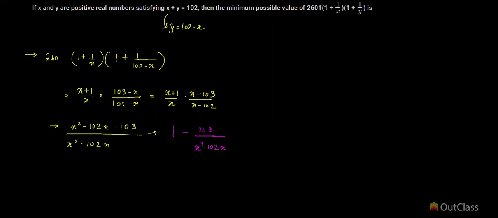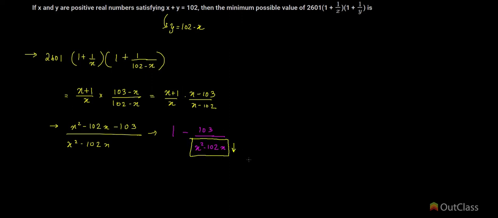Now what do we need to do? We need to minimize this, which means we need to maximize the thing that is being subtracted from the constant value. To maximize this, notice that this has a constant in the numerator and an expression in the denominator. To maximize this, you have to minimize the denominator.